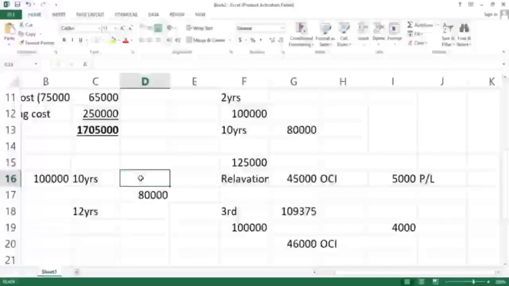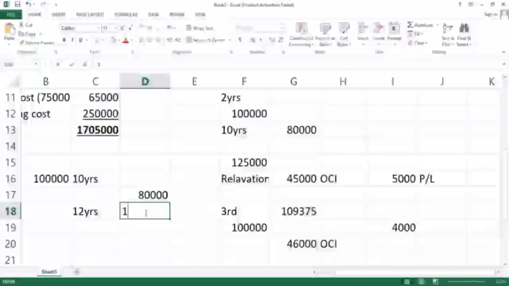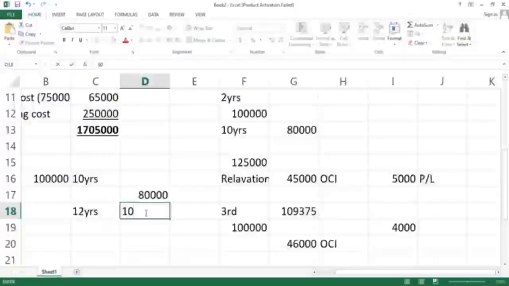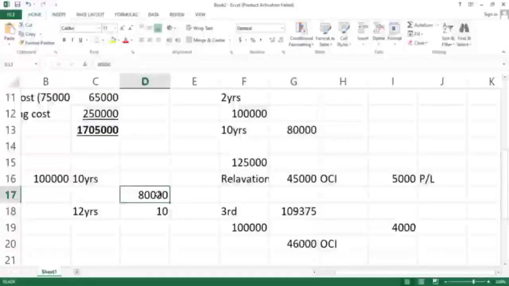10. So the standard says that just look for the current carrying value and depreciate the asset over the remaining useful life. So it will not be from the beginning of year three, the asset will be depreciated at 80,000 divided by 10. Don't go and be saying that it's 12. You will not be having 100,000 divided by 12. No. It is not done like that.